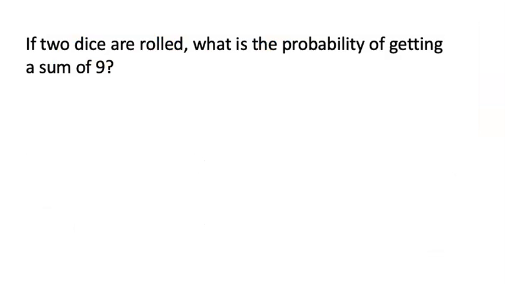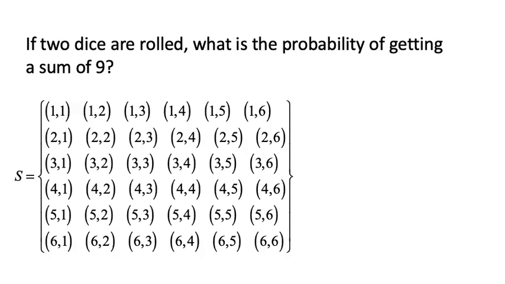Then, if 2 dice are rolled, what is the probability of getting a sum of 9? So remember, I cannot just write down 2, 3, 4, 5, 6, 7, 8, 9, 10, 11, 12, because those are not equally likely. I've got to go 1-1, 1-2, 1-3, 1-4, 1-5, 1-6, etc. So there is the sample space that corresponds to rolling 2 dice.